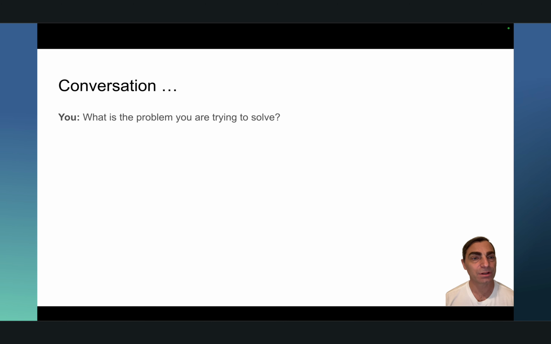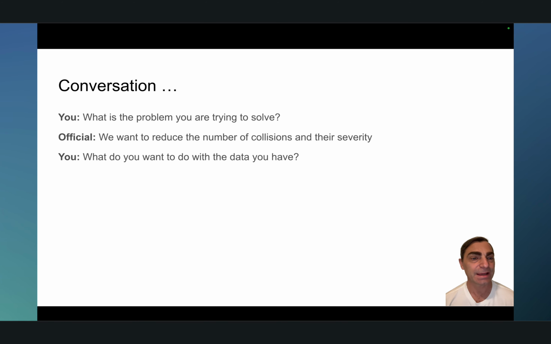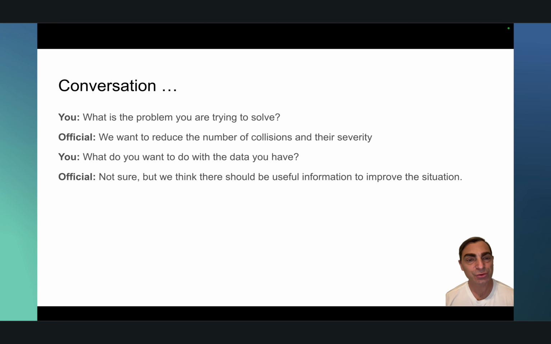So you meet these people, and the first question that you ask is, what is the problem you are trying to solve? And the official tells you, we want to reduce the number of collisions and their severity. Okay, and you go back and you ask, what do you want to do with the data you have? And they say, well, we are not sure, but we think there should be useful information there to improve the situation, right? Similar to the same question that they had before, improve the situation. What do we mean by improve the situation?